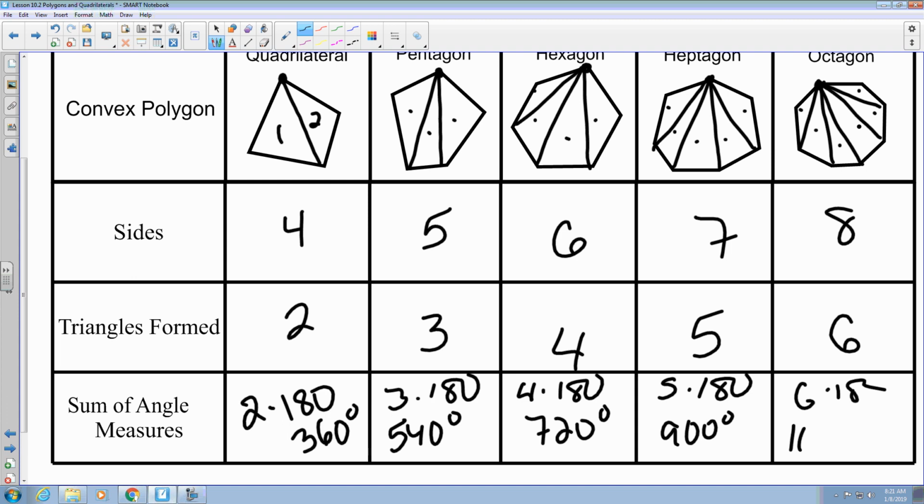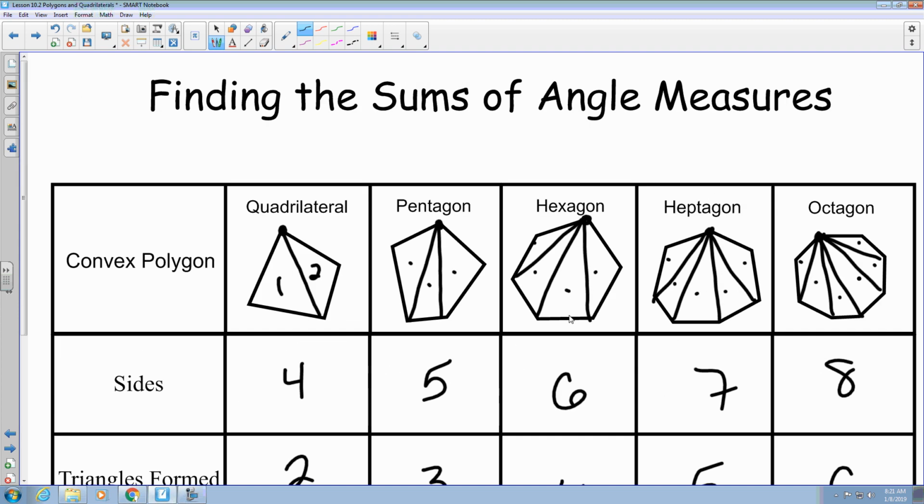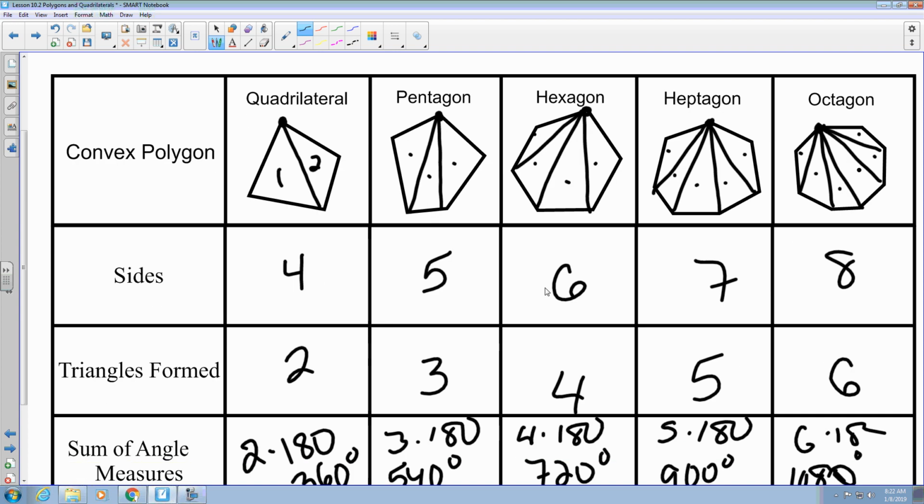is 1080 degrees. Okay, so you can reference that for different side measures to give us an idea of what the sum is for the interior angles of a certain sided polygon. Okay, and it's got to be convex. All right, can't be concave.